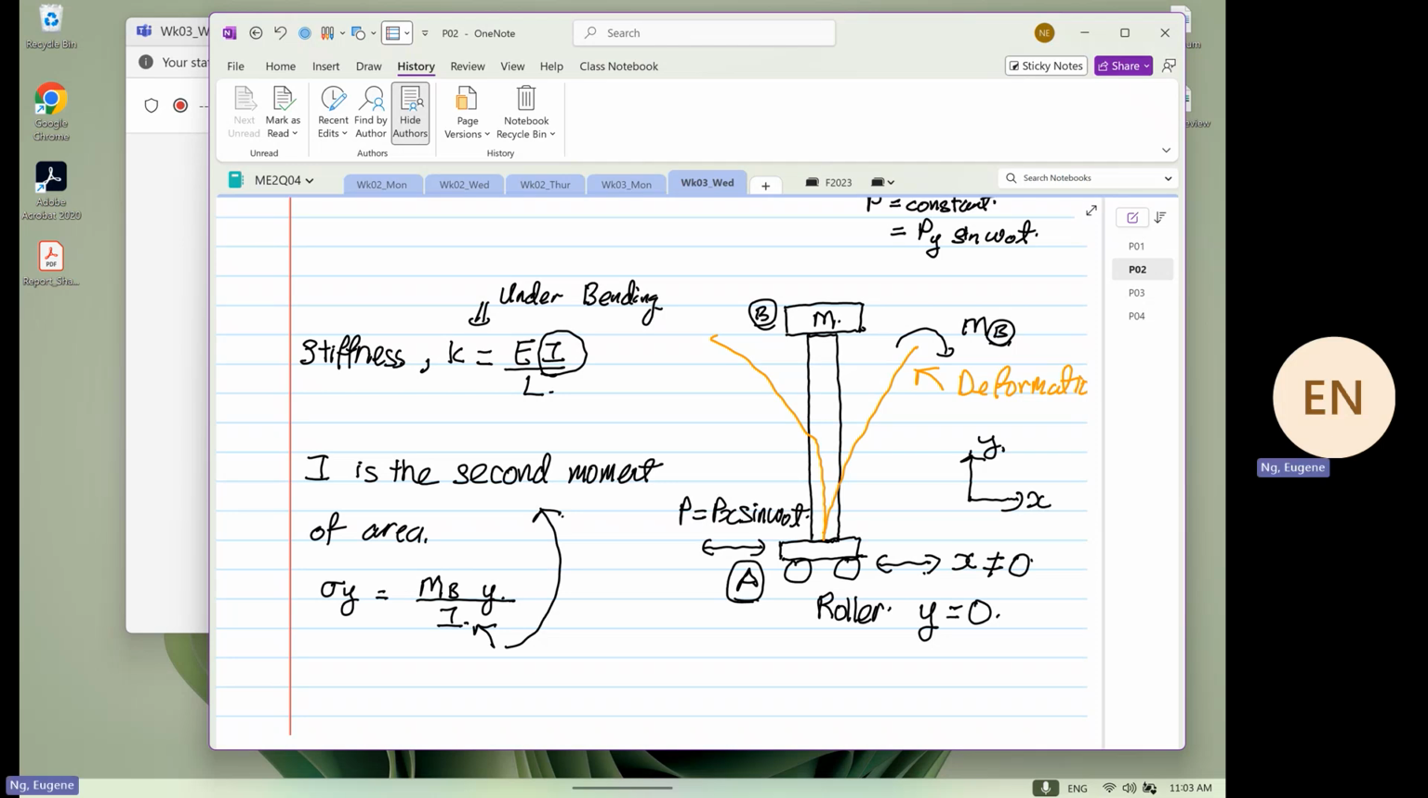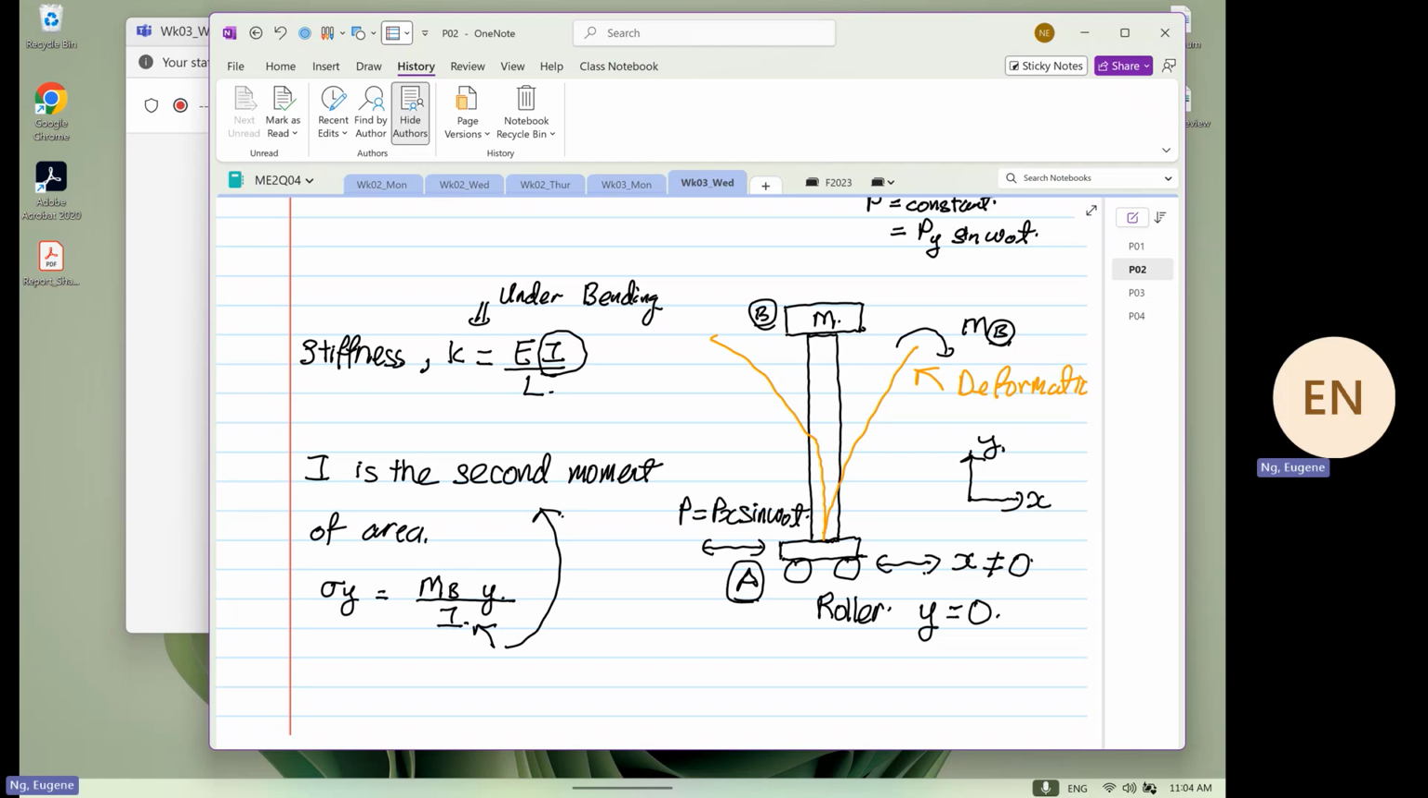What is second moment of area? When it's inertia, it has to go through certain sort of acceleration and motion. For this case, it's under structural loading. Okay, so I use two terms. Later on, I will teach. Cross-sectional is okay.